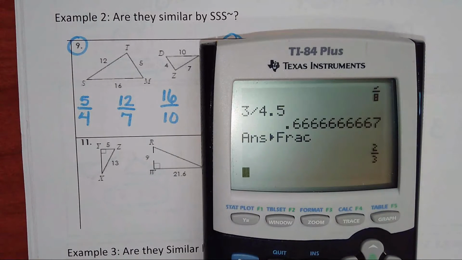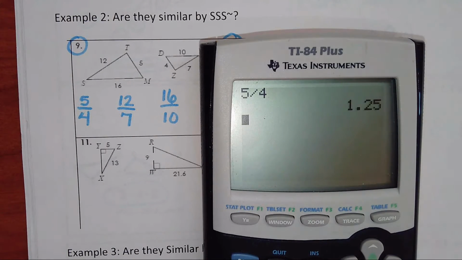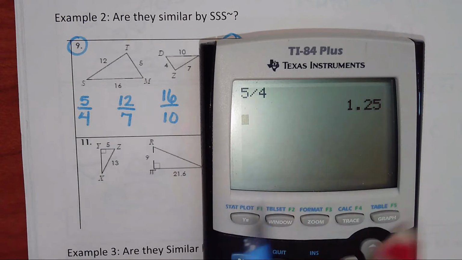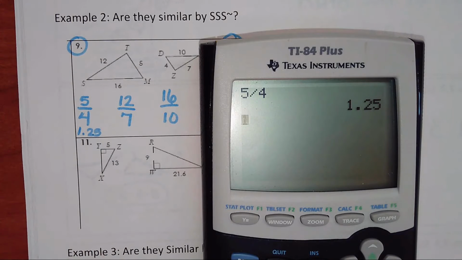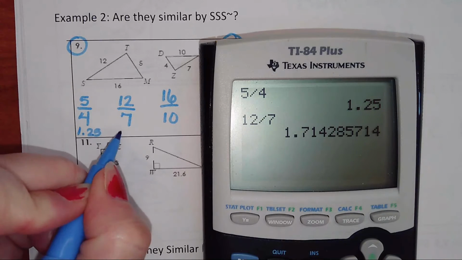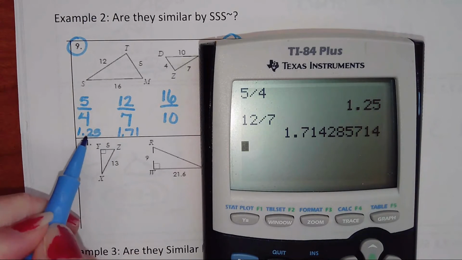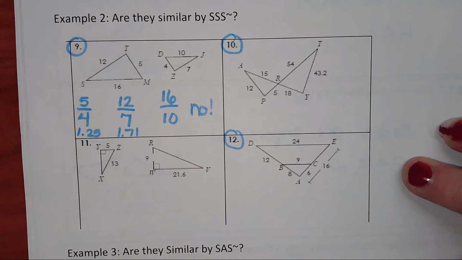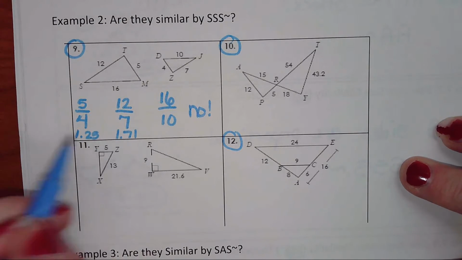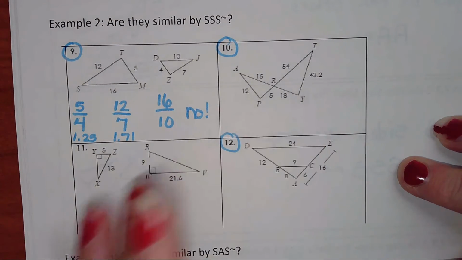So 5 divided by 4 is 1.25. So those who have to use a calculator, you get 1.25. And then 12 divided by 7 is 1.71. So already, because these two are not the same, no, these are not similar by side, side, side. That's all it takes, is just to show that. Let's take a look at number 10.